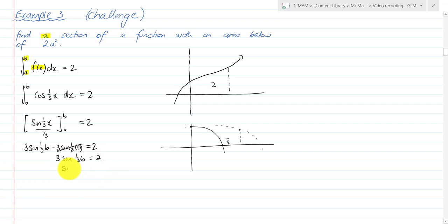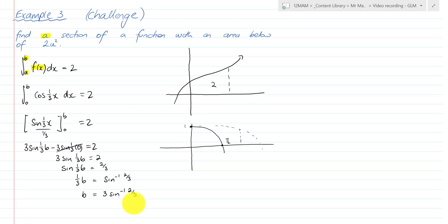And so I get sine of a third b equals 2/3, which is good because that's less than 1. So there is a possible answer. And now I get a third b equals sine inverse of 2/3, and therefore b is equal to 3 sine inverse of 2/3. So that's what I'm going to use for my calculation. I need to put that into the graphics calculator now to work out the value of b that will make this work.